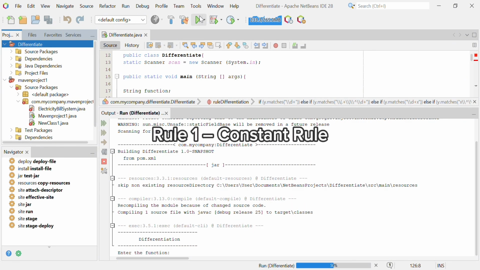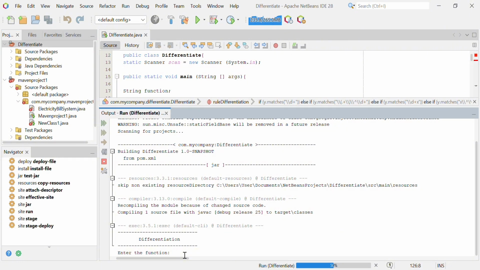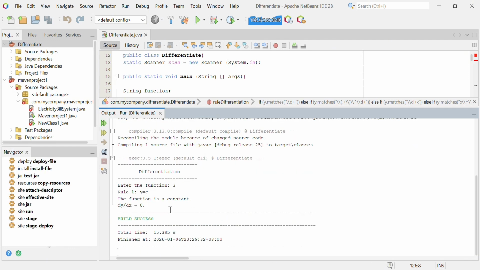Rule 1. Constant rule. When the user enters a constant value such as 3, the program checks that the input does not contain the variable x. Since the function is a constant, its derivative is 0. Therefore, the program outputs dy/dx = 0.